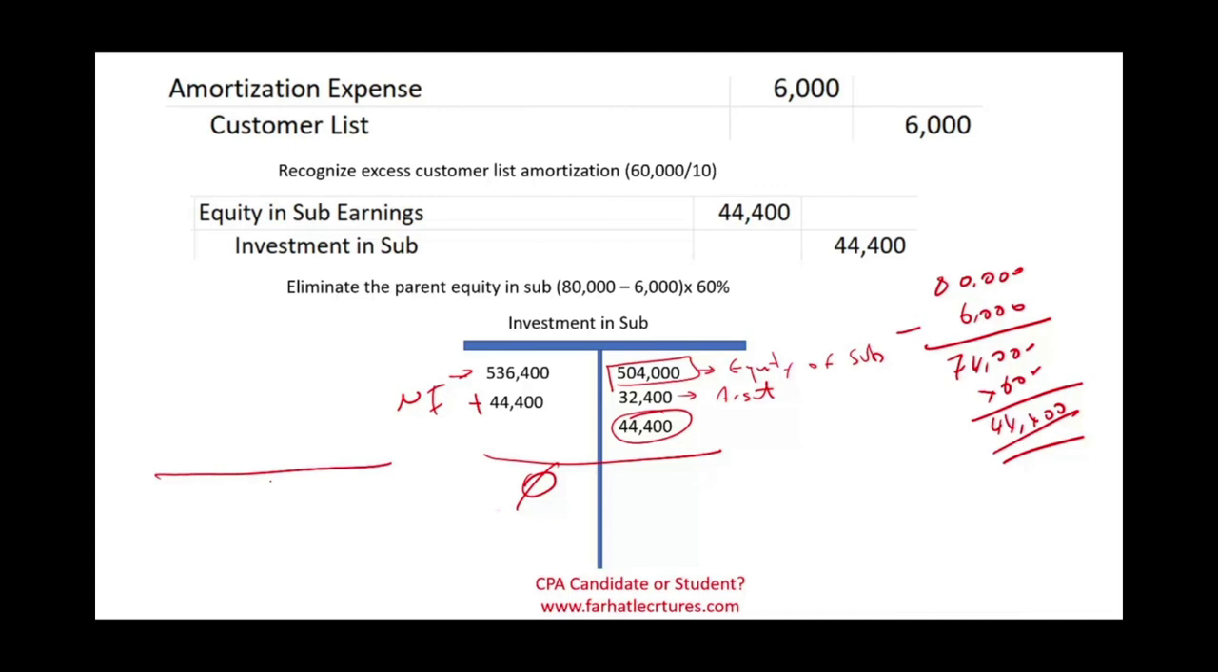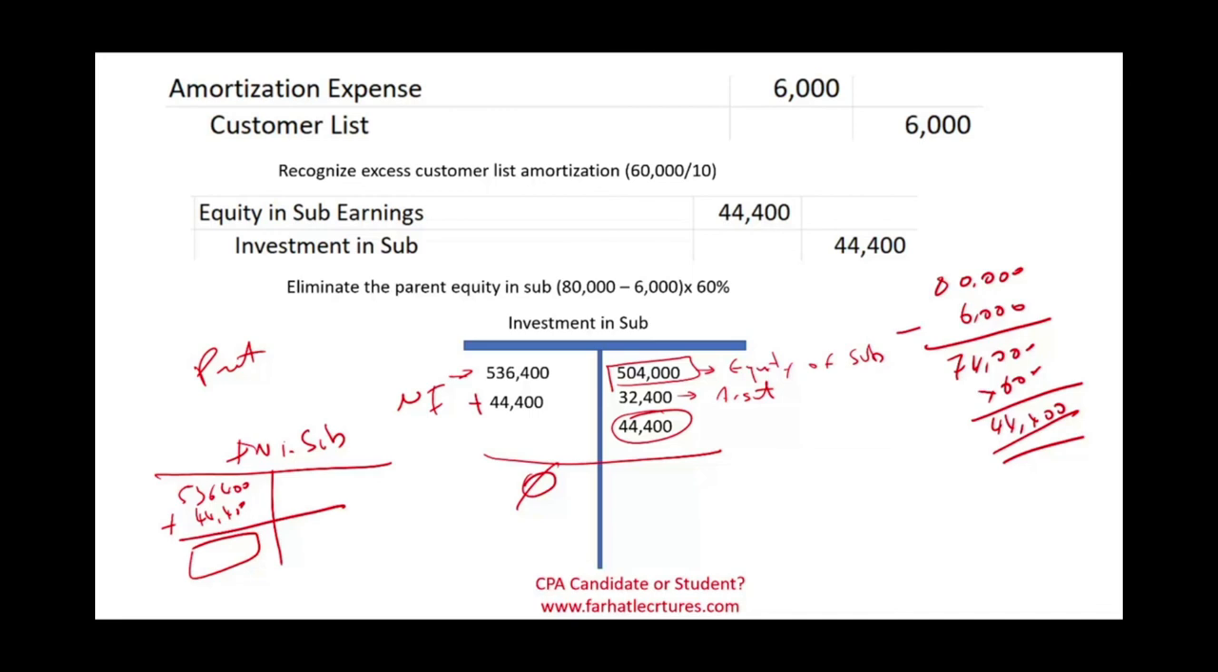Now, bear in mind, on the parent company, we still have investment in sub by itself, 536,400, plus 44,400, whatever that number is, will be our investment separately. But in the consolidation, the investment account will be eliminated.